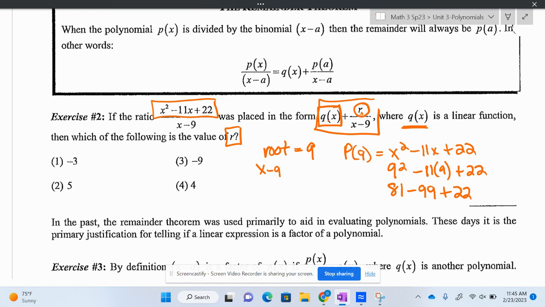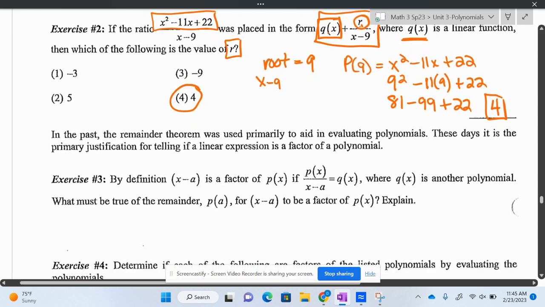Is it negative 4? It's positive 4. So my remainder is positive 4. So if you have a question that asks you, is this a factor or what is the remainder? You don't have to use long division. Just evaluate the polynomial at the root. That's like the whole idea, okay?